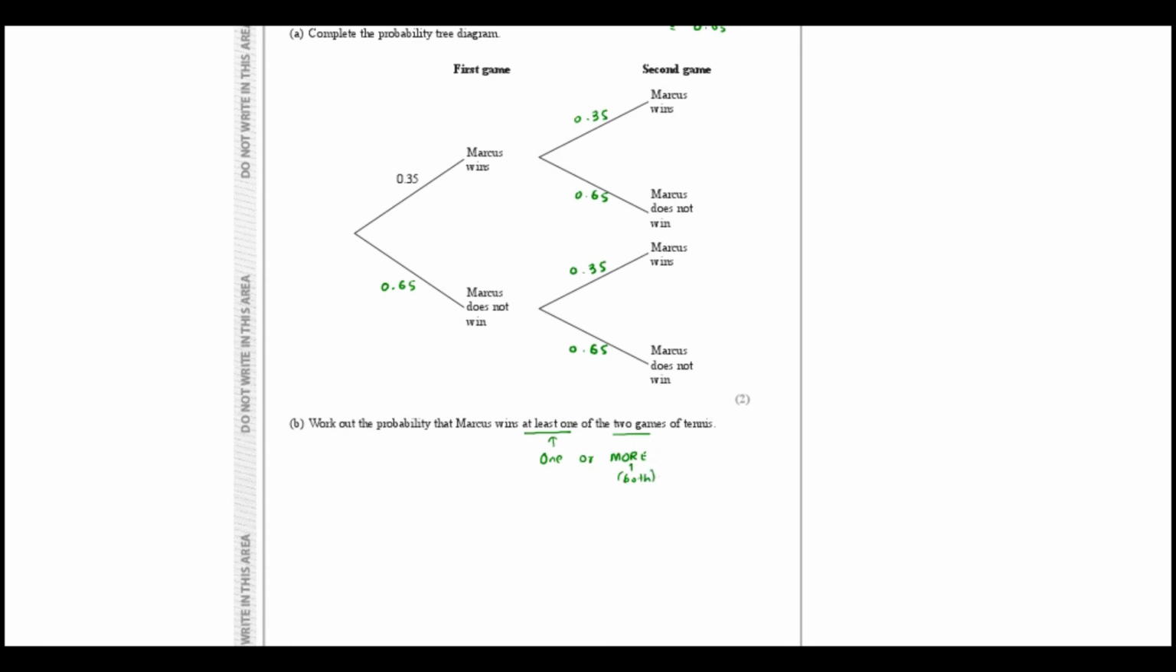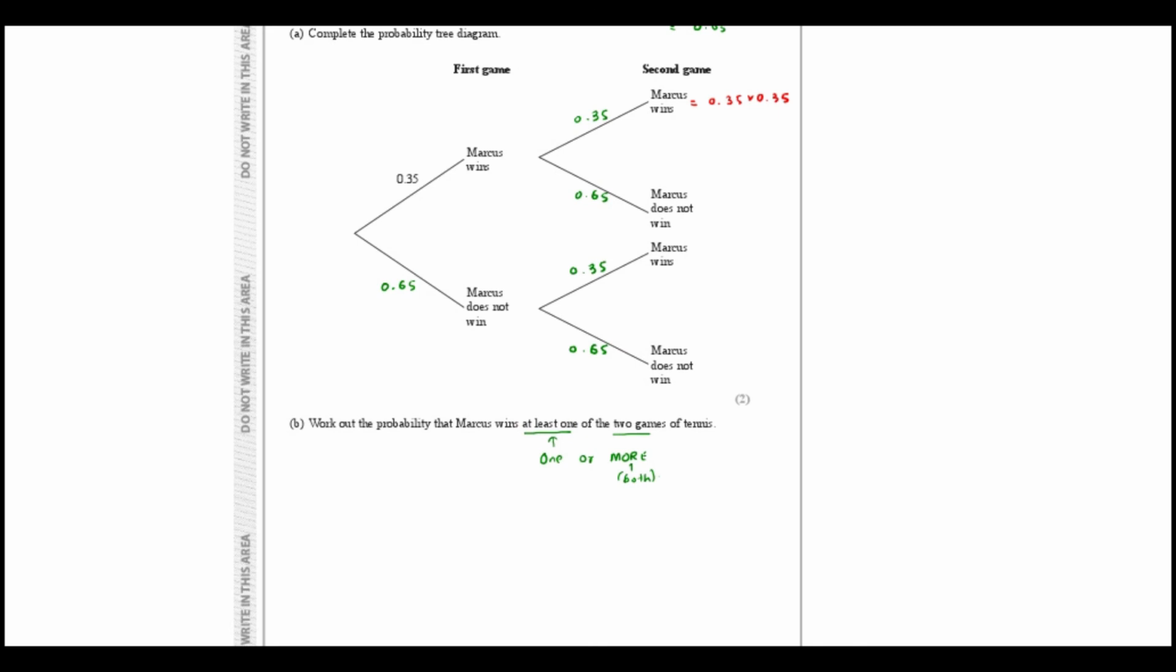So let's look at the first part in here. We can see in the first part, Marcus wins the first game, and he wins the second game. So both the games he has won. So when you win at least one game, we are okay with winning both. So we are going to consider that probability. So how do you take the probability in the path? You have to multiply the probabilities along the branch, 0.35 into 0.35.